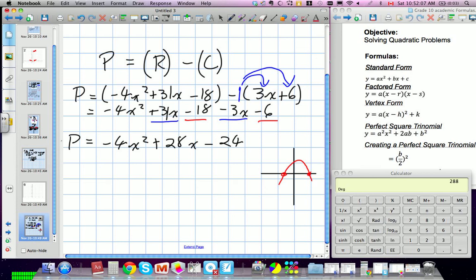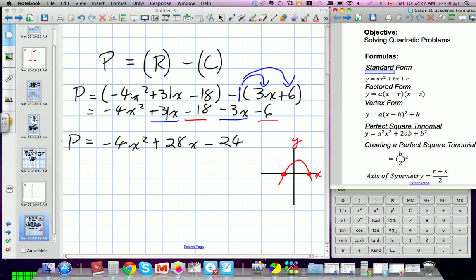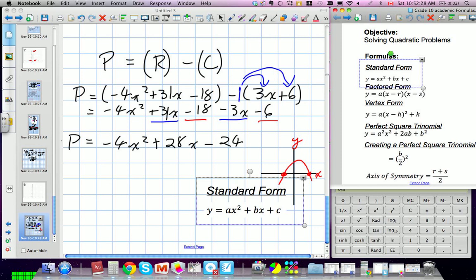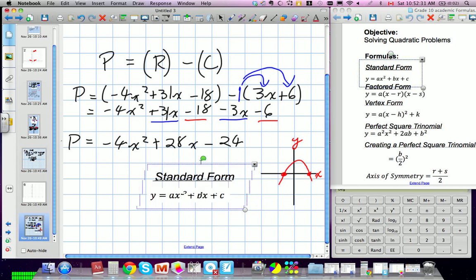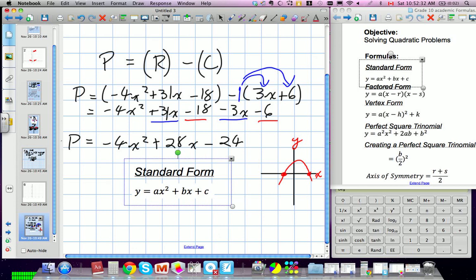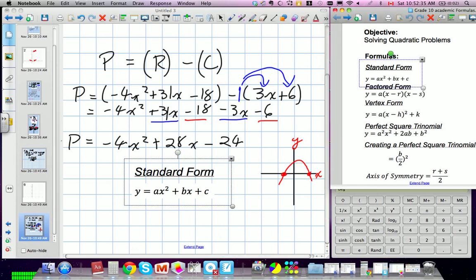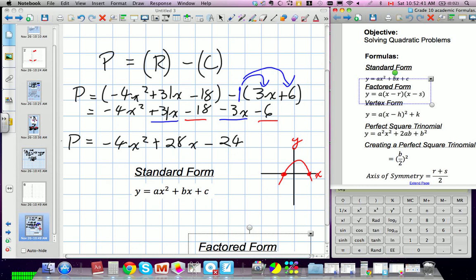So in other words, we need to turn this into what form? Right now we're in standard form. Yeah, that's right. We're in standard form right now. We're going to have to turn it into factored form. So standard form, and we need to go into factored form. So we're going to have to factor this whole function. Now, in order to factor it, what are our steps? What do we need to do? What's the first thing we need to do, at least?